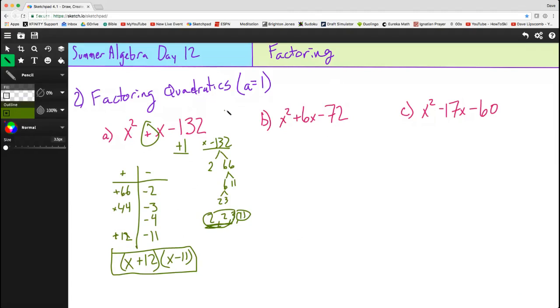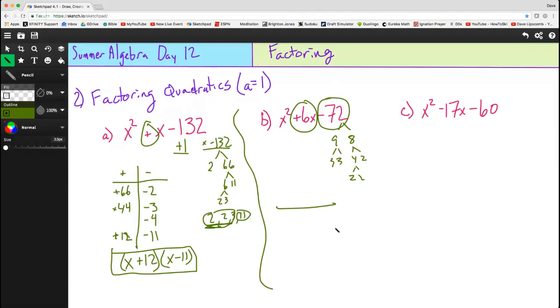Similarly here, how do we find this? Well, 72 is 9 times 8. That's 3 times 3, and this is 4 times 2, and that's 2 times 2. Now, I need two numbers that add to 6 and multiply to negative 72. Well, that's going to be a big positive and a smaller negative.